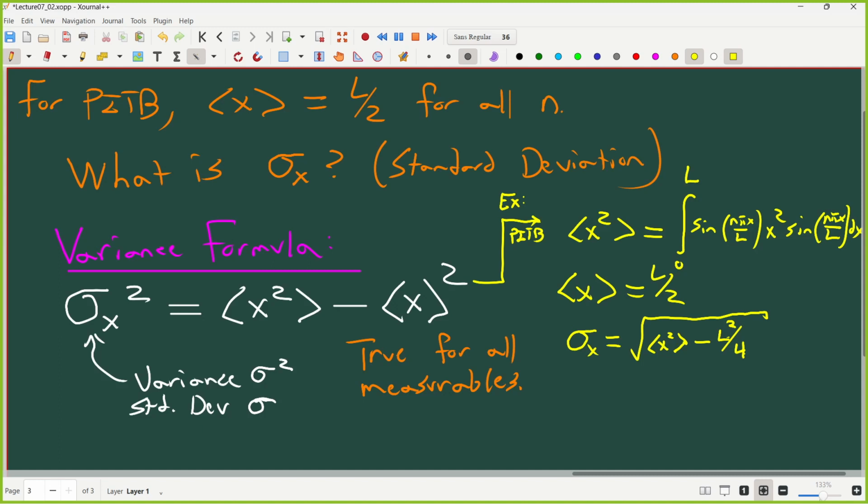If you're going to make an average, say in PChem lab, and I ask you to make a measurement of this particle in a box, tell me what the average position is. You're going to write L over 2. You're going to say, okay, the box is a meter, and I see it at half a meter every time. That seems to be the average. And then I'm going to ask you for the error in your measurement. What's the uncertainty? Well, that's the standard deviation.